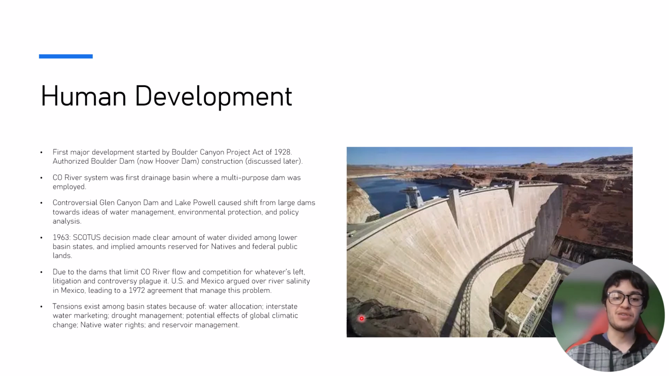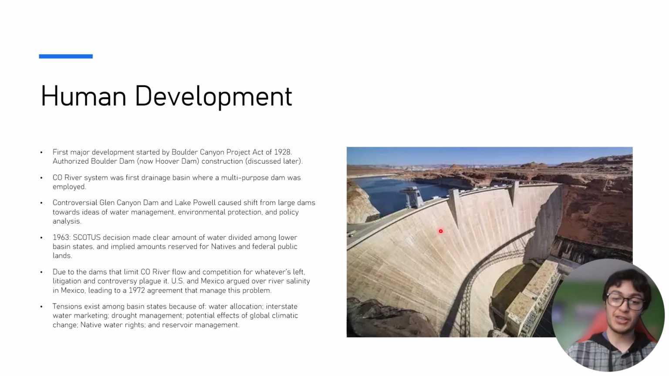Now for human development. So this is Hoover Dam, which used to be called, actually this is not Hoover Dam, I apologize. This is the Glen Canyon Dam. And the Hoover Dam used to be called the Boulder Dam because of the Boulder Canyon Project Act of 1928. It was called the Hoover Dam because Hoover signed this into law.